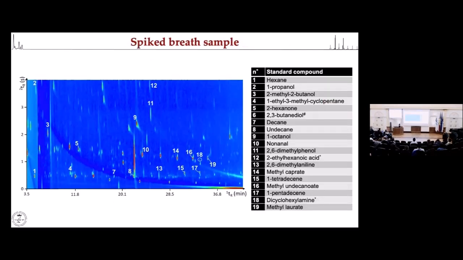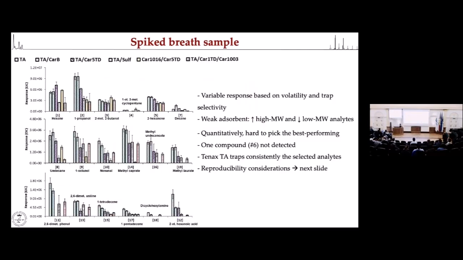And this is an example of the breath sample spiked. This is the mixture we used, covering a wide range of volatility, usually what we detect normally in breath. And these are instead the responses we got from these experiments. As we can see, there is a variable response based, of course, on the volatility of the target analyte, but also based on the selectivity of the trap. Generally, we see that weak sorbents like Tenax TA do a better job trapping higher molecular weight analytes, and in any case, Tenax TA also consistently trapped these target analytes.